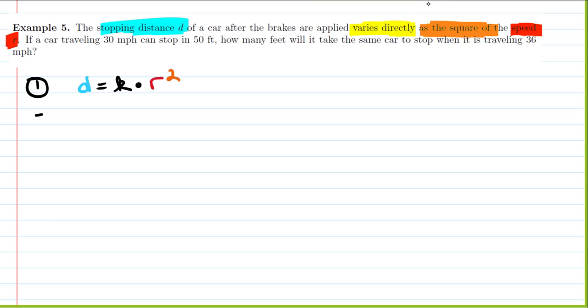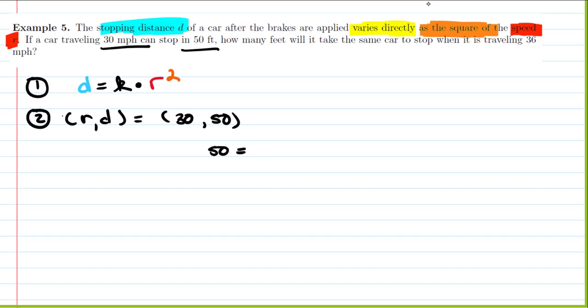That is our variation equation for this problem. So now, step 2, we need an r and a d that pair up. If a car traveling 30 miles per hour can stop in 50 feet, r is our speed and d is our stopping distance. So we're going to have 30 and 50, and we're going to put those into our equation to solve for k.